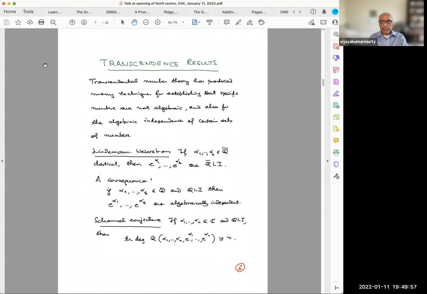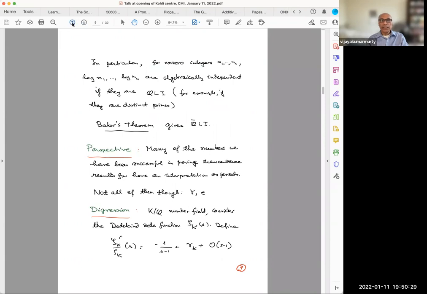And there's a more general conjecture of Schanuel that if I took not just algebraic alphas, but complex alphas, which are Q-linearly independent, then the transcendence degree generated by the alphas and the values of the exponential function is at least n. Notice, by the way, if the alphas are algebraic, then we have this by what I just said. So the problem is what happens when the alphas are not algebraic.